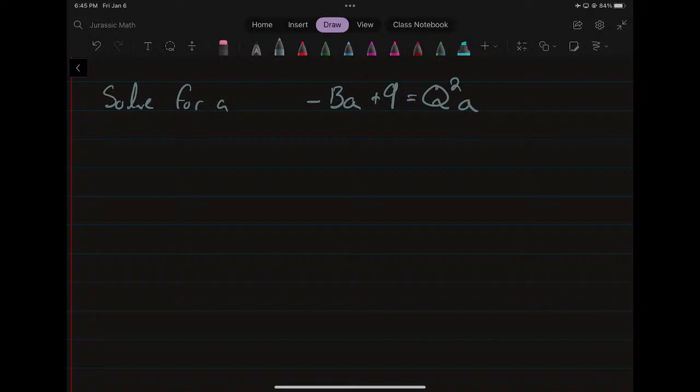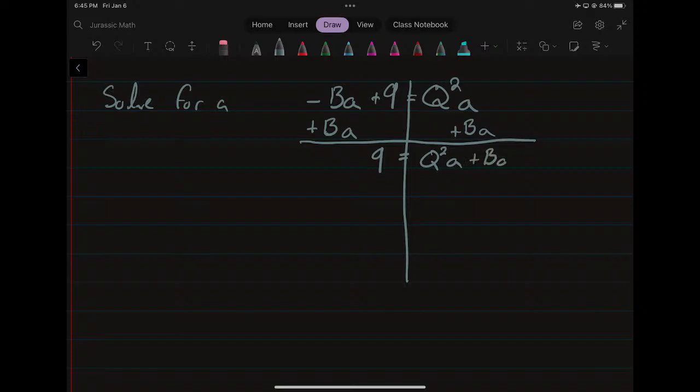So the first thing we are going to have to do is make sure A is all on the same side. I'm going to leave that 9 alone, and I'm going to add BA to both sides. This way, all the A's are on one side. So 9 equals Q squared A plus BA.